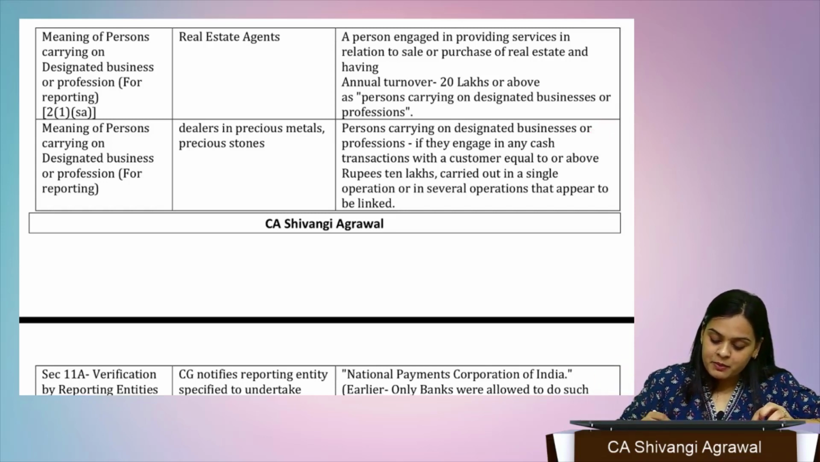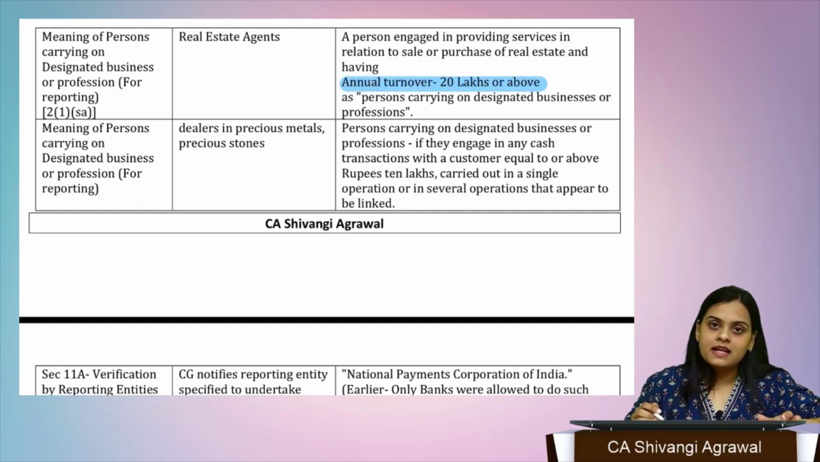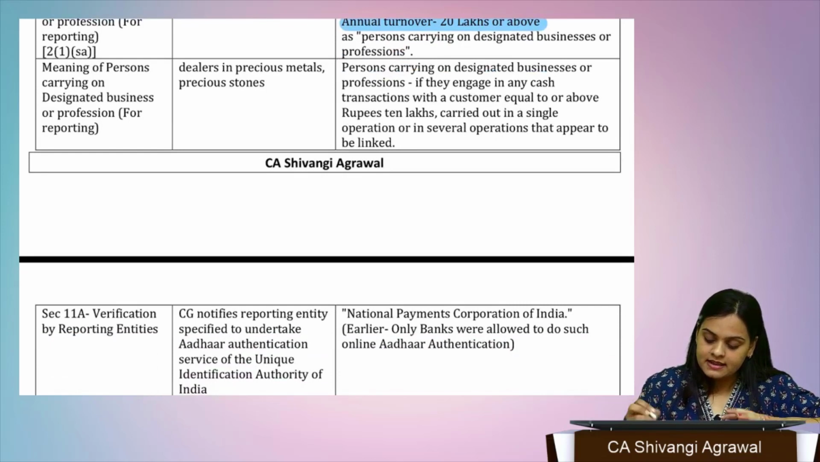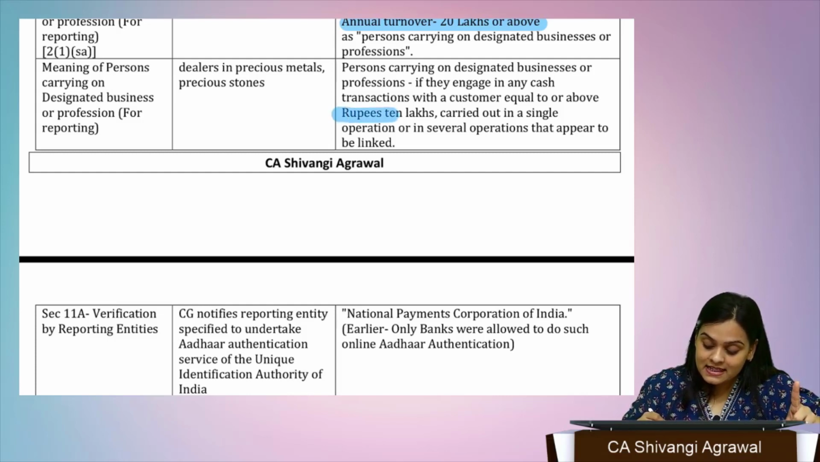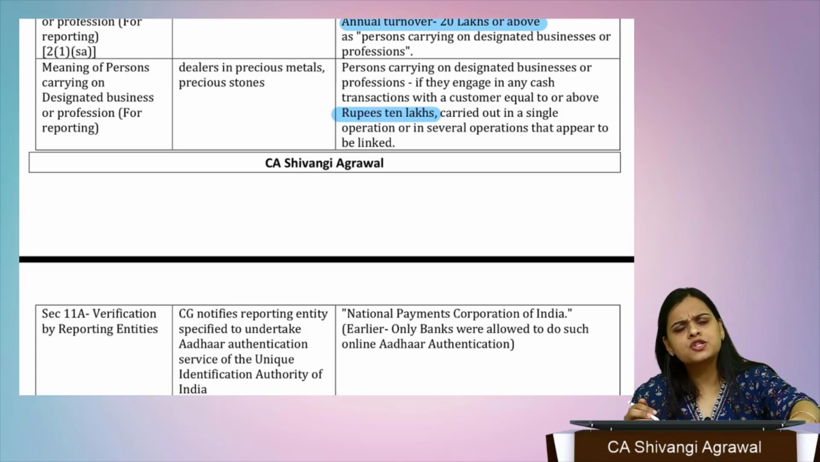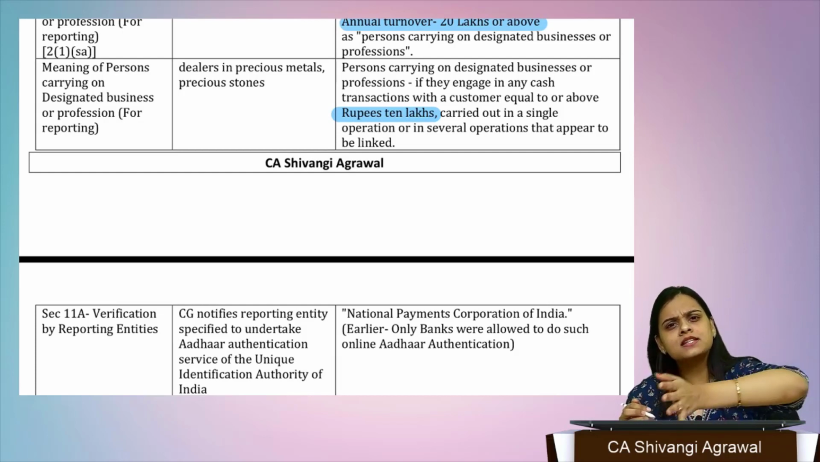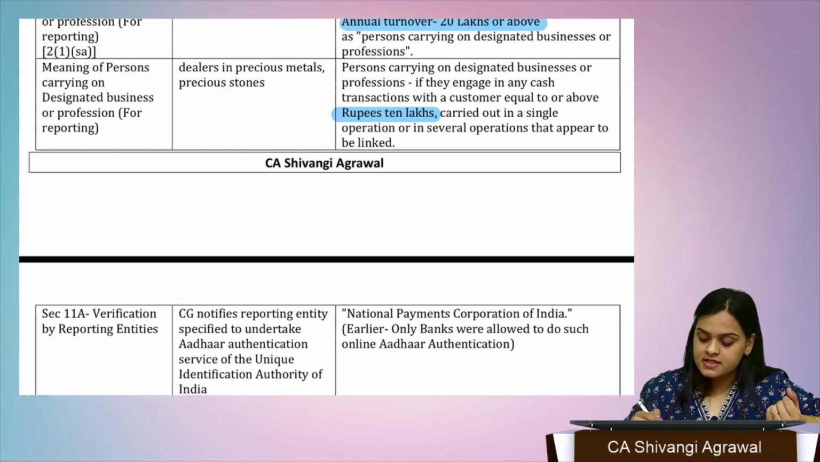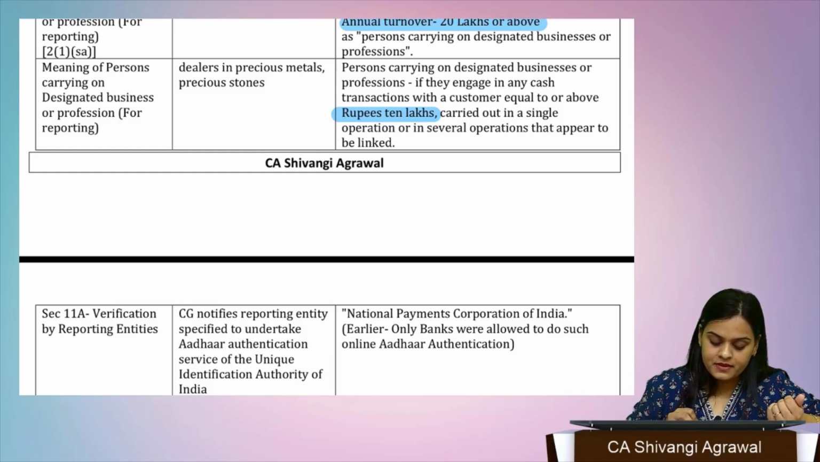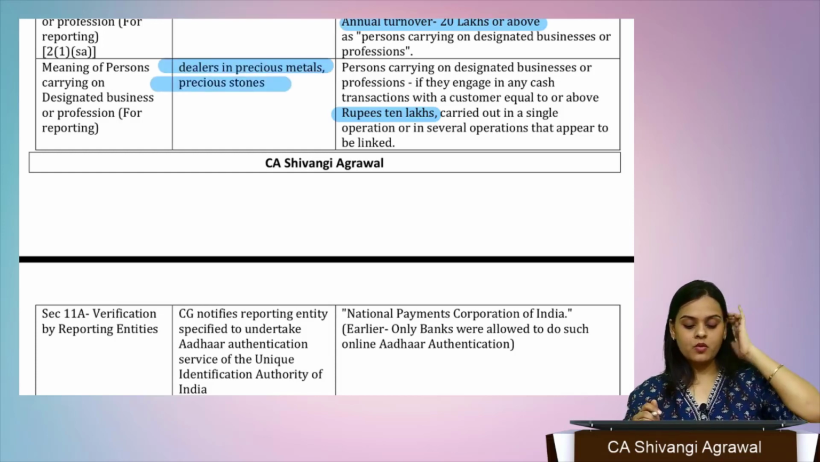So simple, what you have to remember is that annual turnover, if it is 20 lakhs or above, real estate agent. Then when we talk about the jewelry dealer or someone who is dealing in precious metals, if they engage in any cash transaction with a customer equal to or above 10 lakh rupees carried out in a single operation, or maybe they have divided the operations just to be safe from the law, just to evade this reporting, but it appears to be linked, right? Then that is going to be the dealer in precious metals or precious stones.